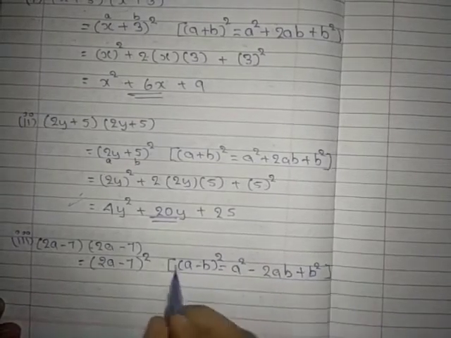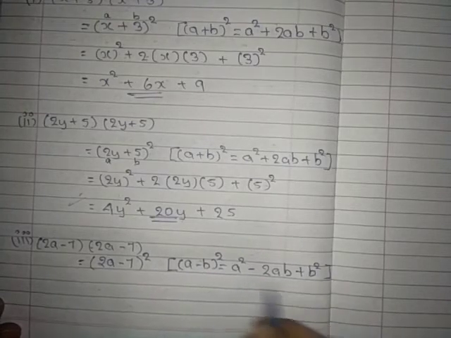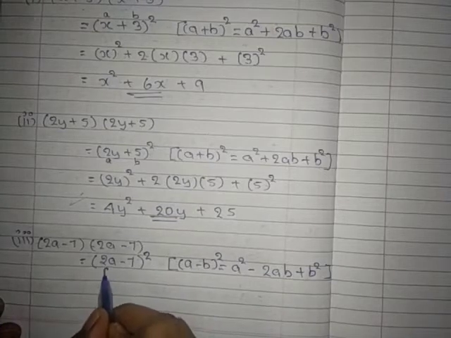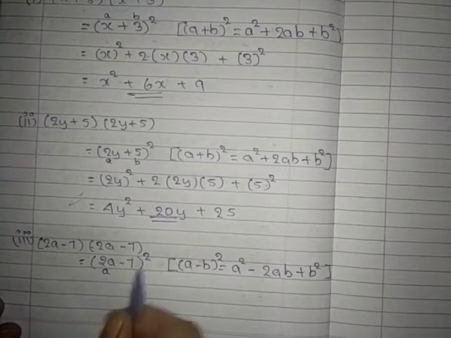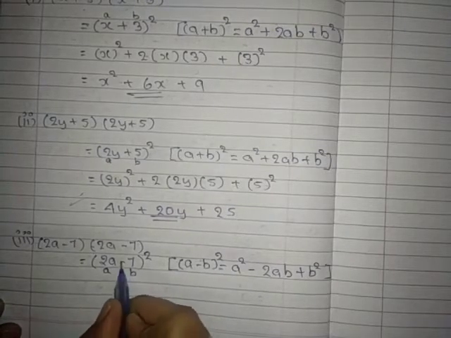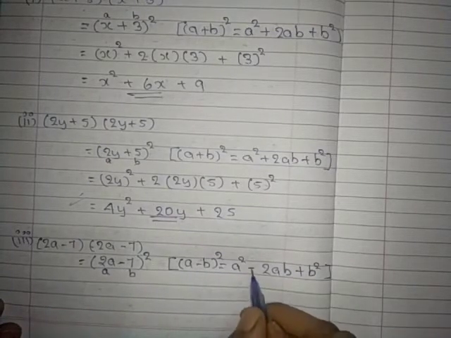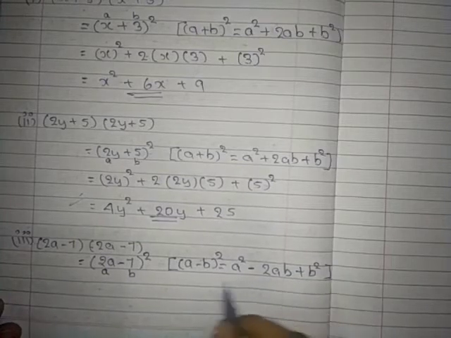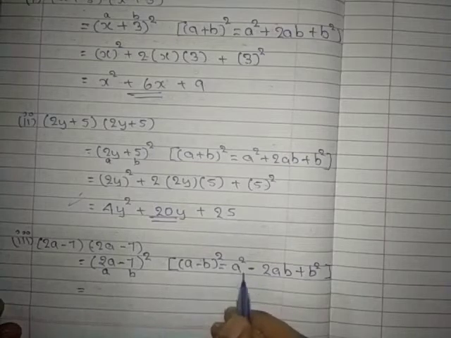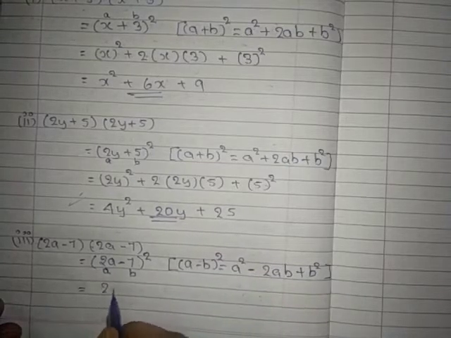So we just have to simply put the values into this identity. So here 2a is a, we will consider it a here, and b, what is b here? 7. We will not take the minus sign along with that. We have already put the minus sign in the identity. So we just have to put 7. So a square means 2a the whole square.